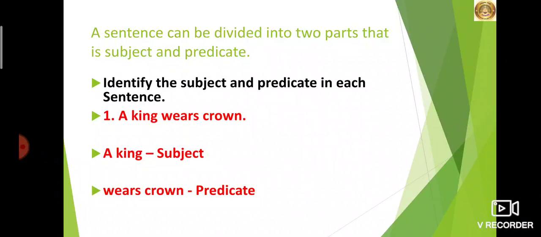The sentence has two parts. The first part is known as the subject and the second part is known as the predicate. Let's identify the subject and predicate in each sentence. A king wears a crown. Here the first part, a king, is the subject and wears a crown is the predicate.